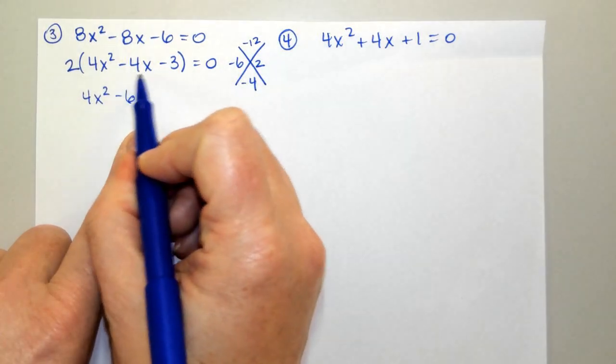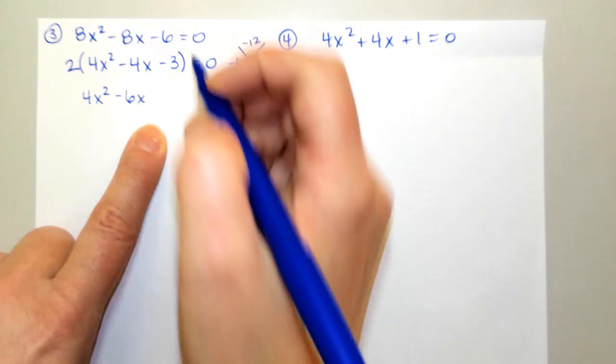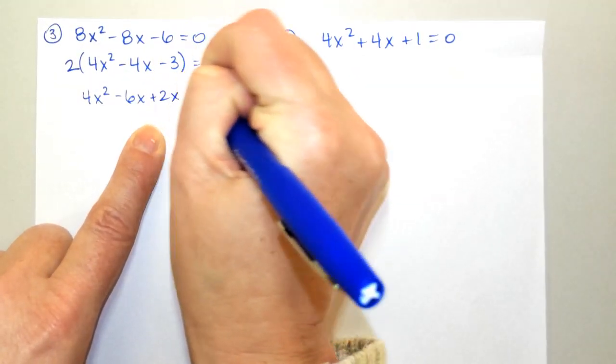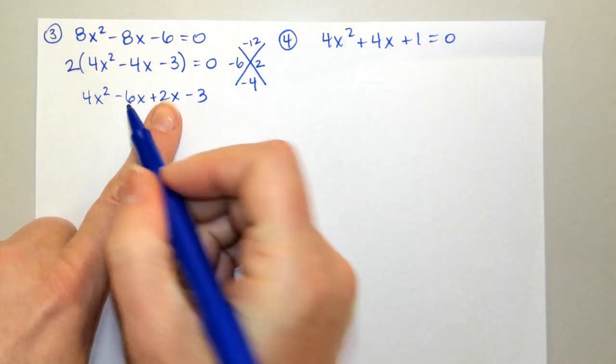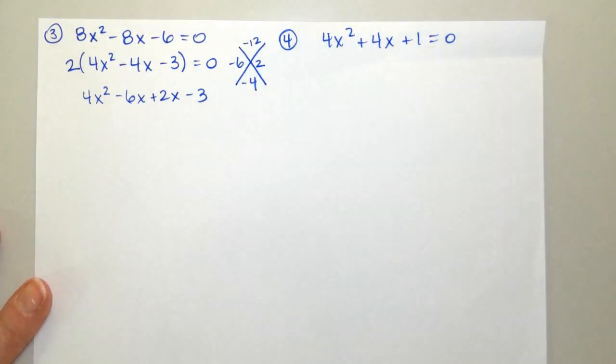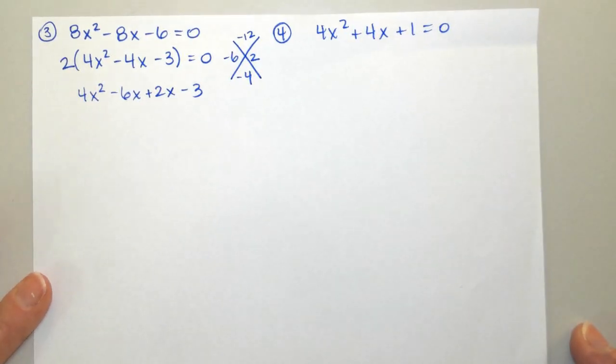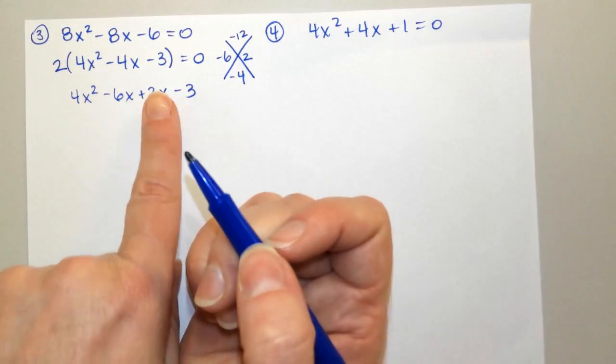So I'm going to split up that middle term. Instead of negative 4x, I'm going to write negative 6x and positive 2x. If you switch the order of these two, that's totally fine. You'll get the same answer as me. Any questions so far? All right, so I'm going to factor by grouping.